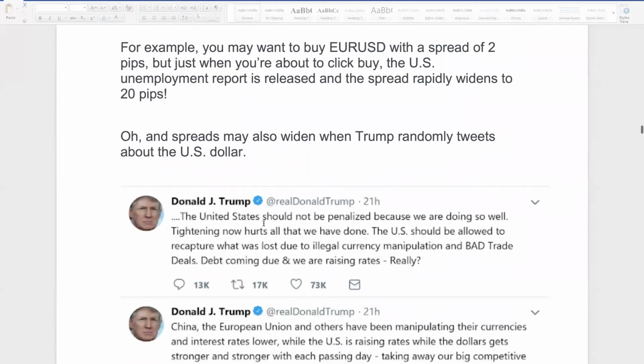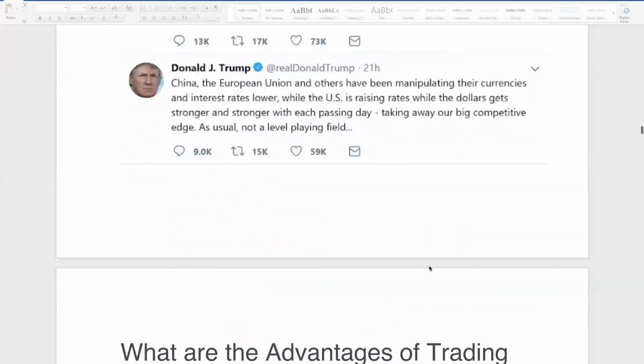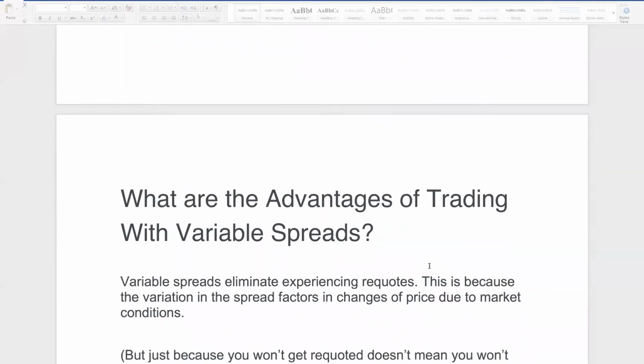It depends on the example here. The United States should be penalized because we are doing well, tightening now, blah, blah, blah. This is like a tweet from Trump. This can cause something in the market and cause heavy manipulation, opening of spreads, and gaps in the market. So you should know what type of broker you are using.